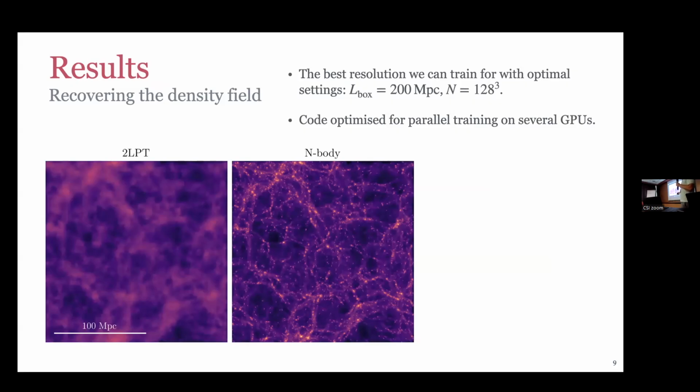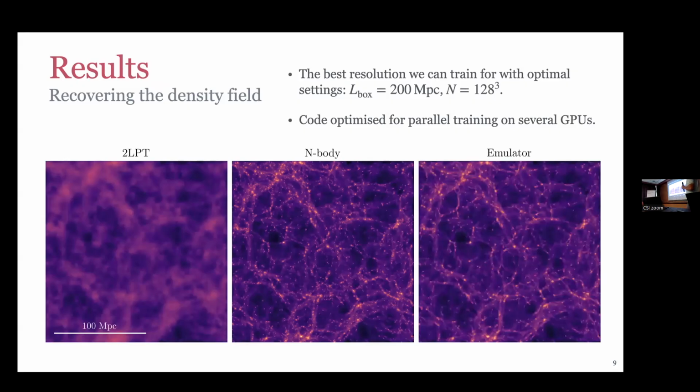You can see that they look quite different. 2LPT doesn't have this very nice cosmic web, as very well defined as the N-body. And this is what the emulator looks like. So by eye, again, you cannot really tell the difference. Of course, if you zoom in, you will start noticing some differences at the very dense regions.